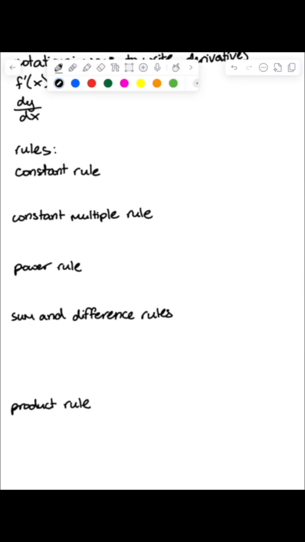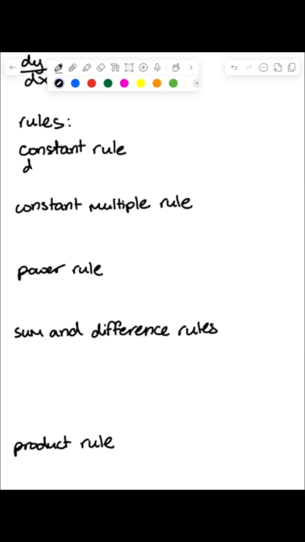Now we're going to move into a few derivative rules. The simplest derivative rule is the constant rule. The derivative of a constant is 0 because constants don't change.